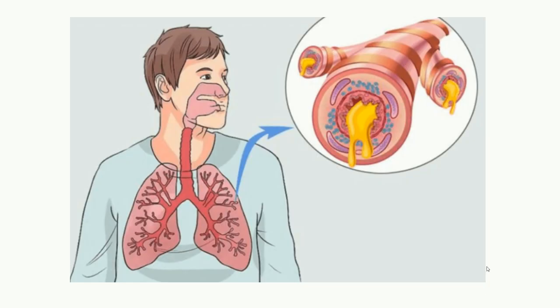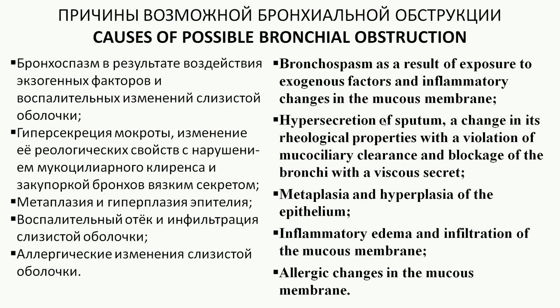This slide shows the changes of the bronchi in chronic bronchitis. We see a significant narrowing of the bronchi due to inflammation and the release of sputum into the lumen of the bronchi. Main causes of possible bronchial obstruction: bronchospasm as a result of exposure to exogenous factors and inflammatory changes in the mucous membrane; hypersecretion of sputum, a change in its rheological properties with a violation of mucociliary clearance and blockage of the bronchi with a viscous secretion; metaplasia and hyperplasia of the epithelium; inflammatory edema and infiltration of the mucous membrane.